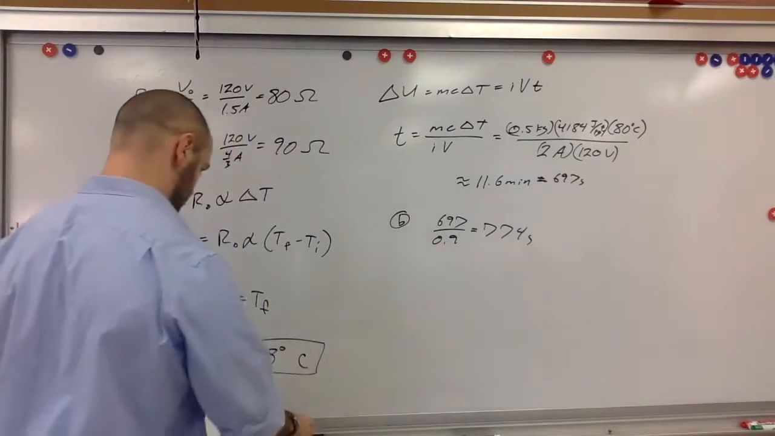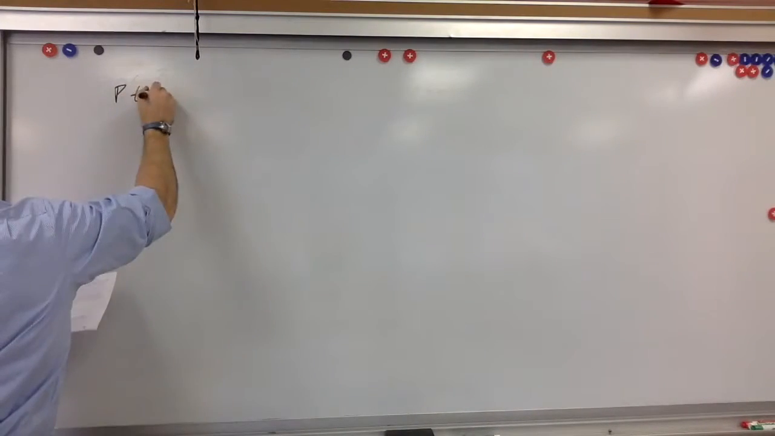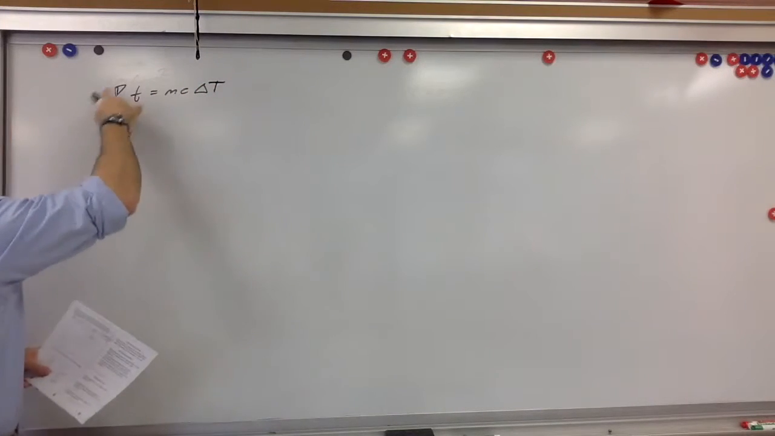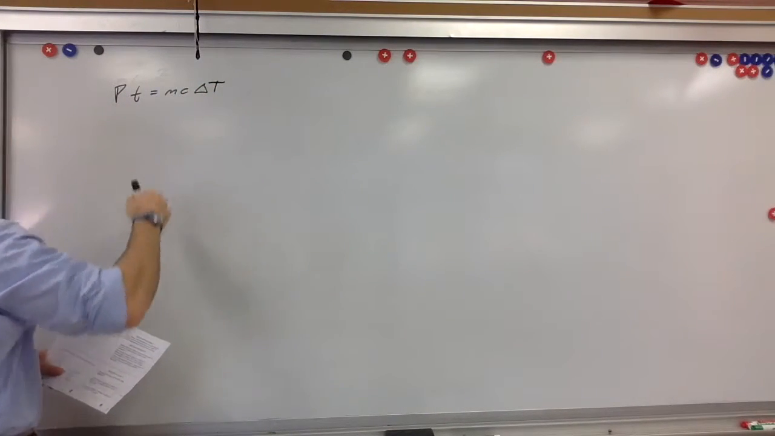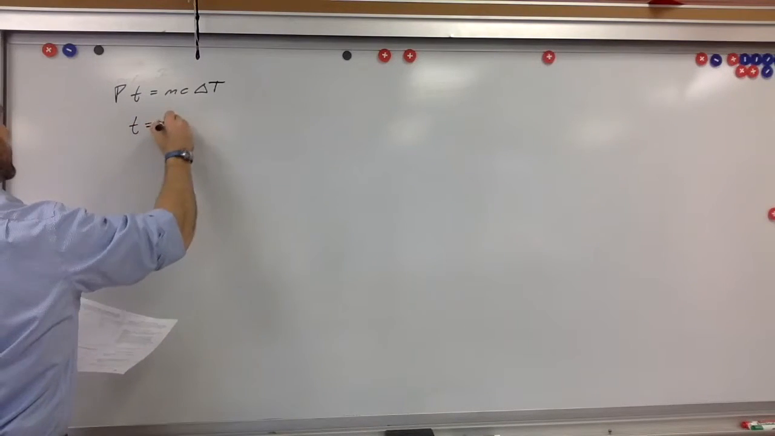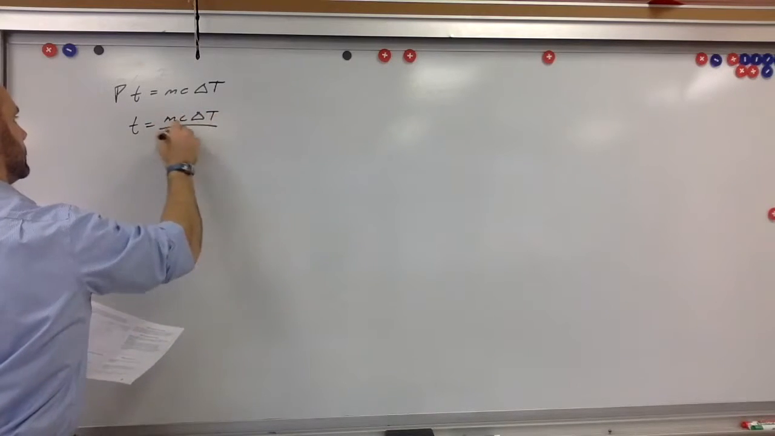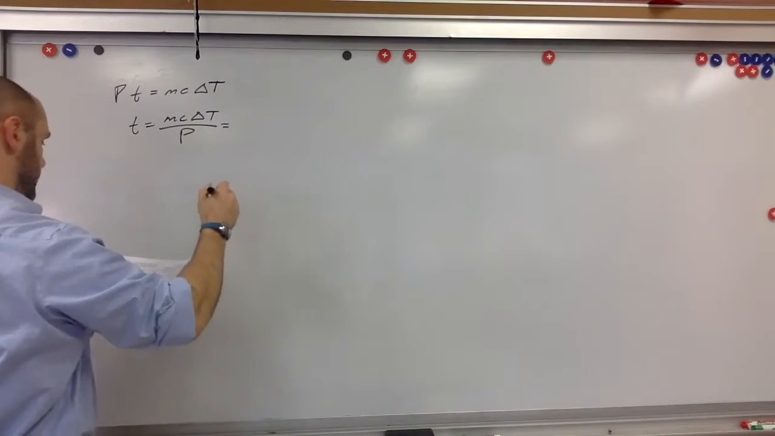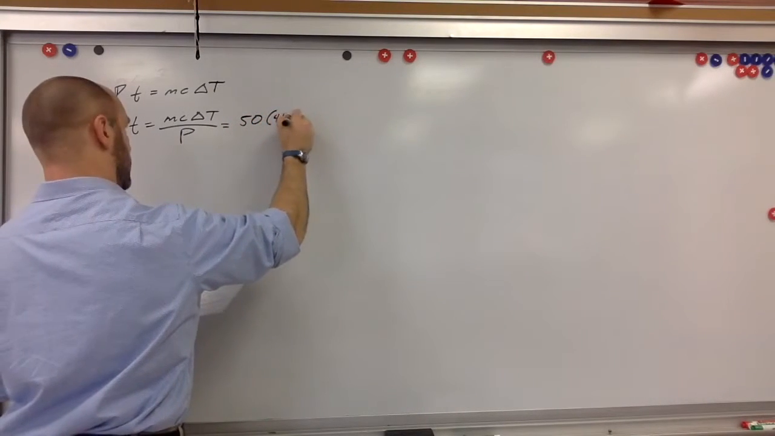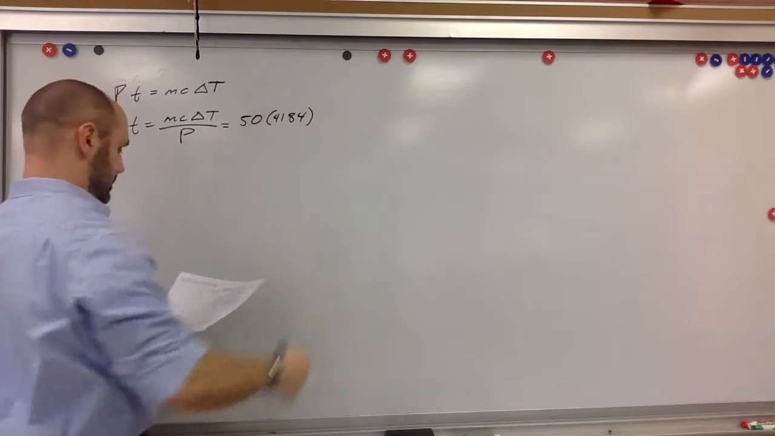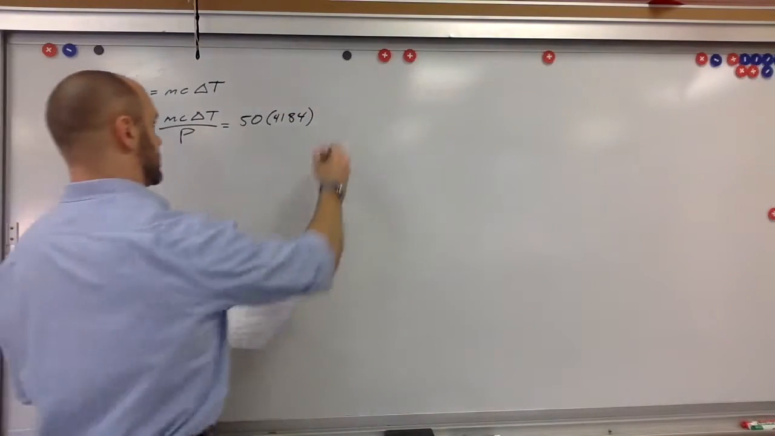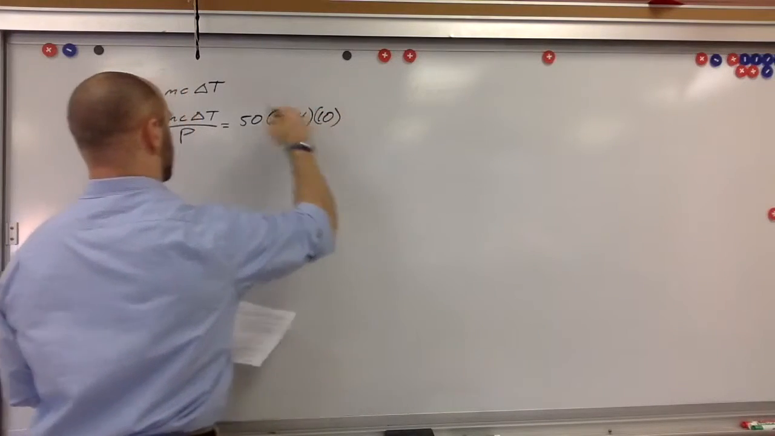Example 6, let's take a look. Again, in this problem, power times time, that's the amount of energy that's used up, is mc delta T. Again, I'm looking now for time, right? So time is going to be mc delta T divided by the power. The mass here is 50 kilograms, and it's still 4184. That's the specific heat for the water. And I'm changing this by 10 degrees Celsius. That's the change in temperature.